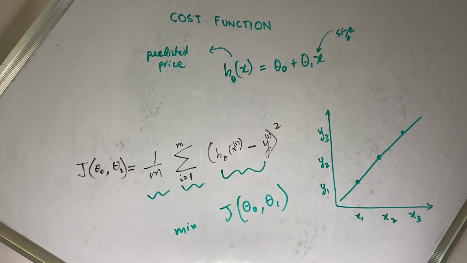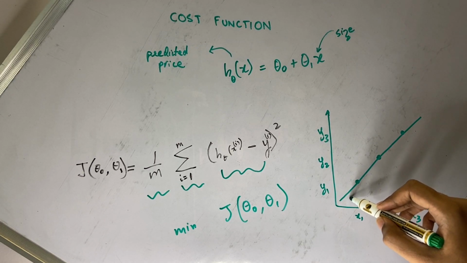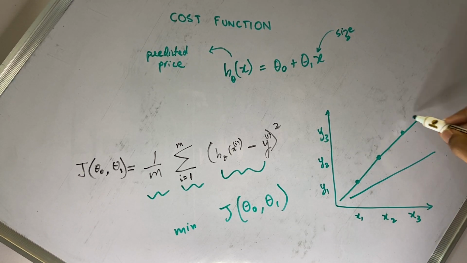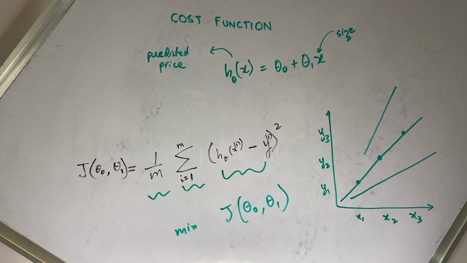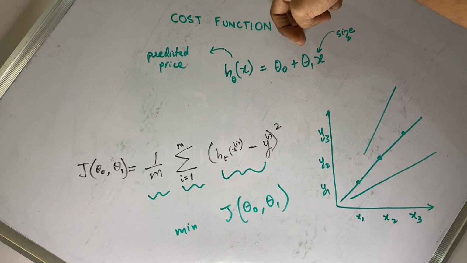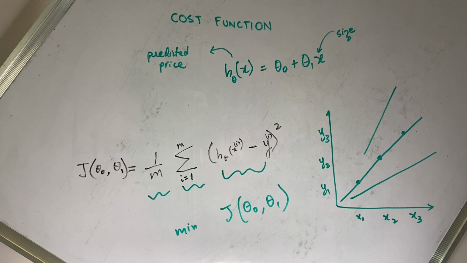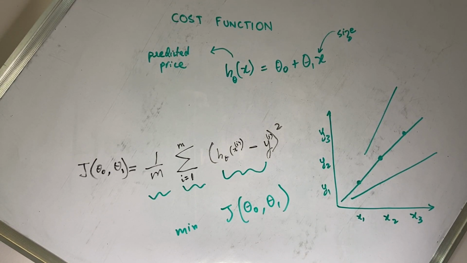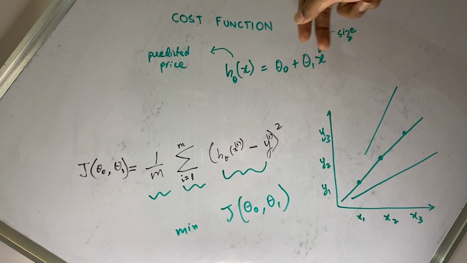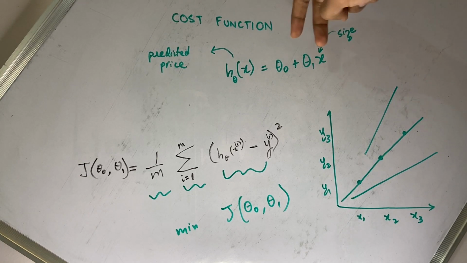If our hypothesis is not good enough, then it might be somewhere else, like this. Initially, we would choose theta 0 and theta 1 randomly, and then we would keep optimizing it by calculating the cost. We first calculate the cost, and then we'll see if the cost is very high. We will tweak these two parameters.